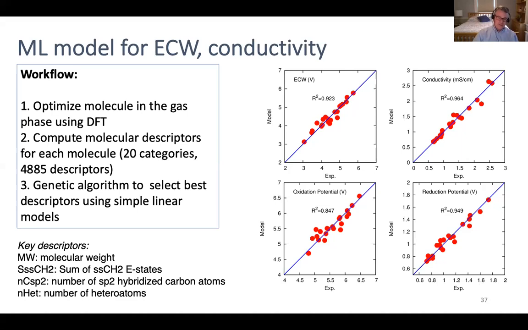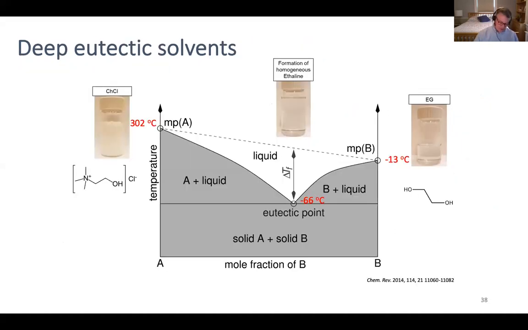For a little bit more physics-based approach, we wanted to go to atomistic simulations. And many of you on the call, I saw a lot of your names, are very familiar with this new class of solvents that have been given the name.